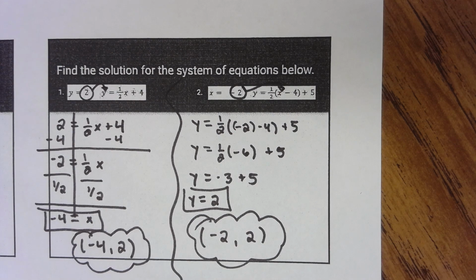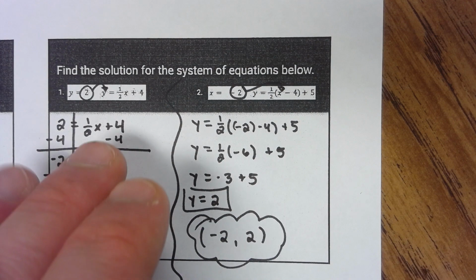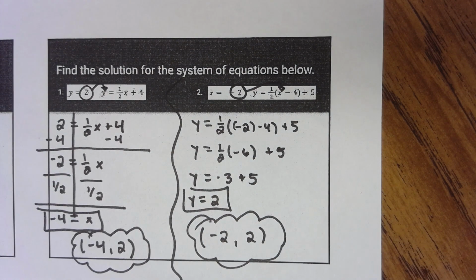So now after the substitution steps, our task is to solve for the given variable. So in the first equation, trying to get x by itself. There's only one term that has x's in that equation, and it's on the right side. I'm going to leave it there. I know that I want my numbers to go to the other side, so I subtract 4. 2 minus 4 is negative 2, and that leaves me with negative 2 equals 1/2 x.